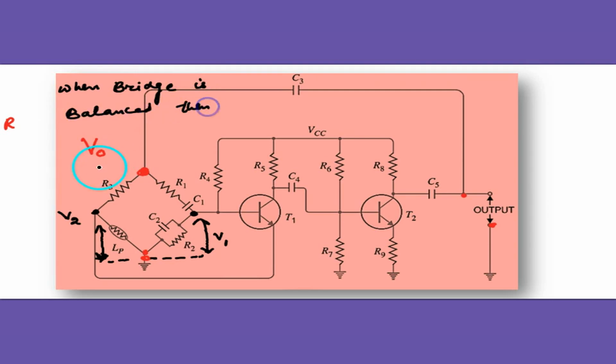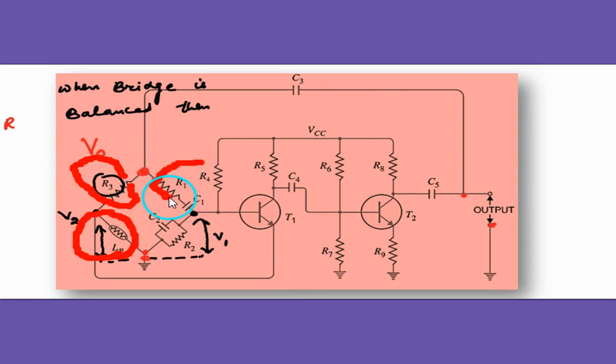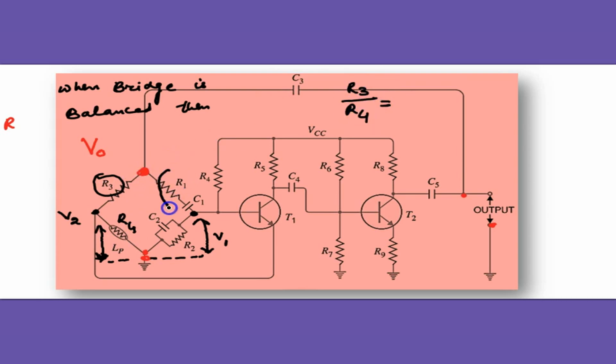And moreover, when the bridge is balanced, the ratio R3 divided by R4 will be equal to the impedance of this arm, let me call it Z1, to the impedance of this arm, let me call it Z2. So when the bridge is balanced, R3 upon R4 equals Z1 upon Z2. So let me write R3 upon R4 equals Z1 upon Z2.